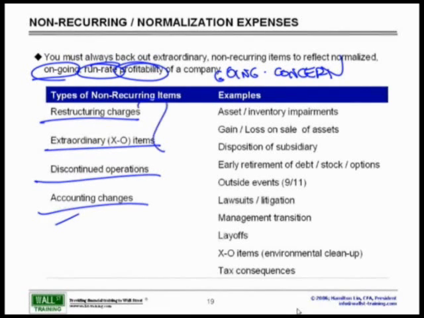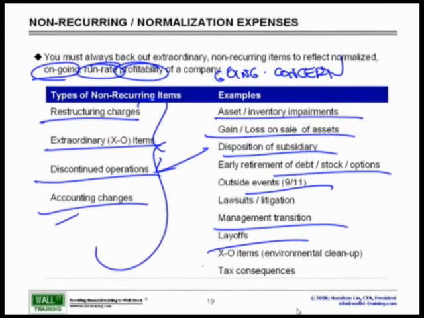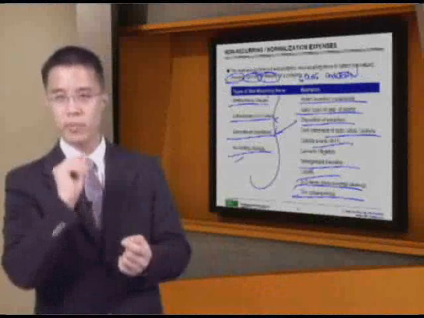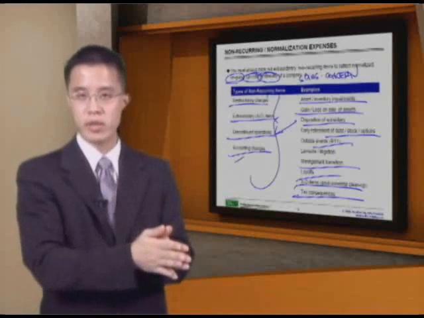What are some examples of these? Examples are inventory and asset impairments, gain or loss on sale of assets, disposal of a subsidiary, that's a discontinued operation, early retirement, outside events, one-time management layoffs, etc. So the idea here is you just want to make sure that you're able to fully capture, once again, normalized, ongoing, core, recurring profitability.